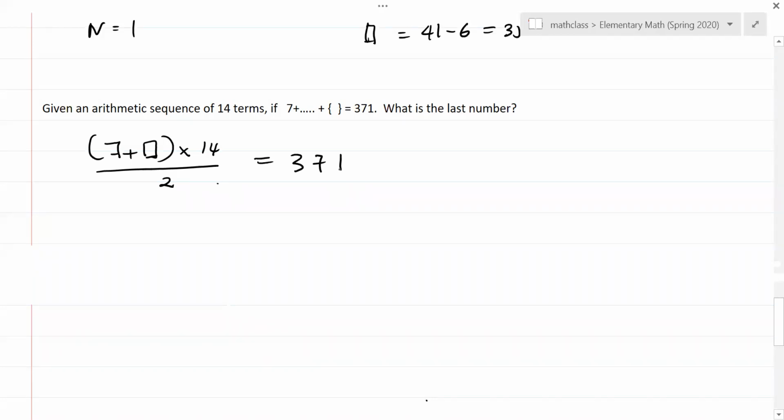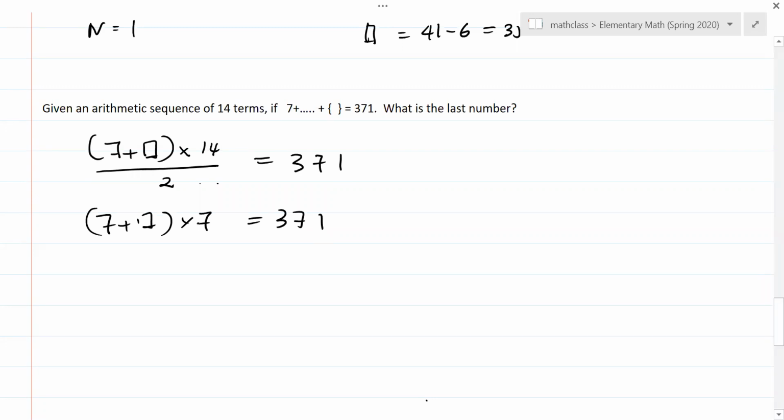All right, we have to figure out that number, right? According to the formula, the sum of the last number and the first number, multiplied by the number of terms, divided by 2, is equal to 371. I think 14 can be divided by 2, right? So it's 7 plus that number, times 7, is going to be 371. Got it? 14 divided by 2 is 7.